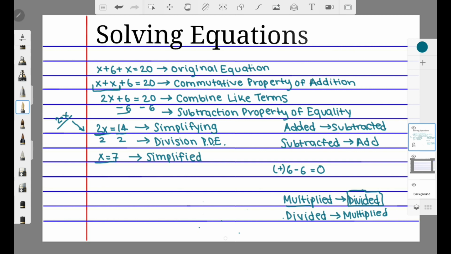Let's plug it back into the original equation and see if it comes out to be true. x is equal to 7. So 7 plus 6 plus 7 equals 20. All right, we have 14 plus 6 equals 20. So 20 equals 20. And that is true, which means that x is equal to 7. And we got the correct answer.